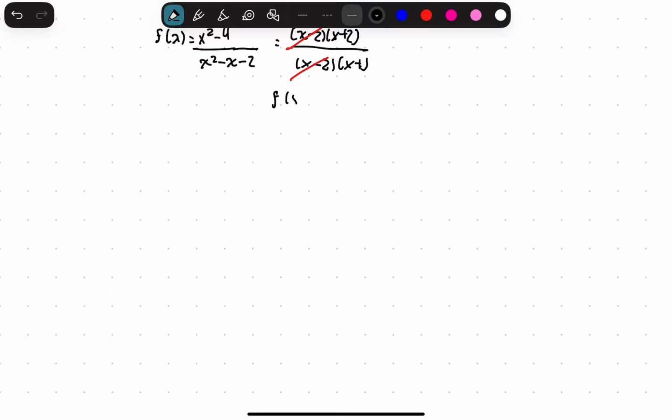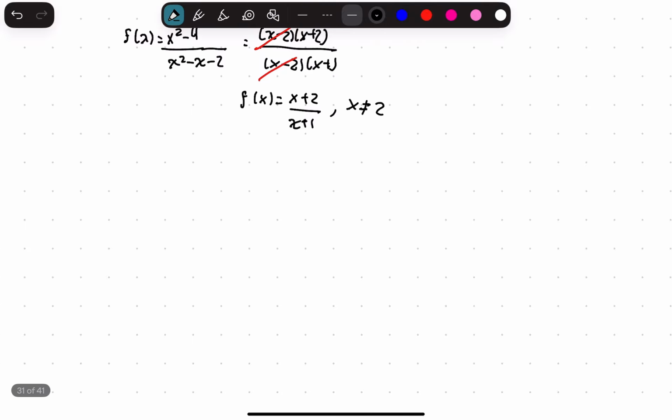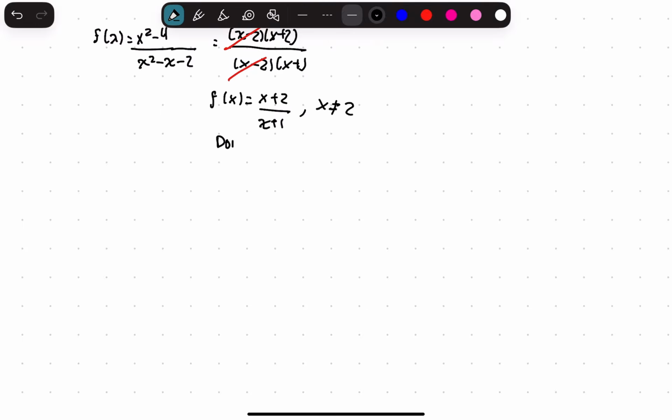We're left with f of x is equal to (x plus 2) over (x plus 1), and we know that x cannot equal 2. So for our domain, we're going to exclude the zeros of the original denominator. So x cannot equal negative 1 or 2. So then for our domain in interval notation, we can write this: negative infinity to negative 1, union negative 1 to 2, union 2 to infinity.